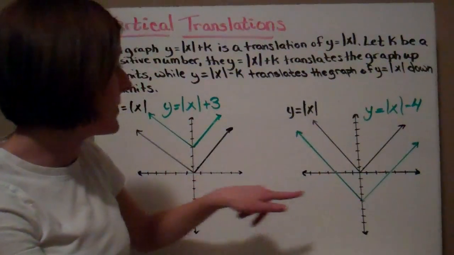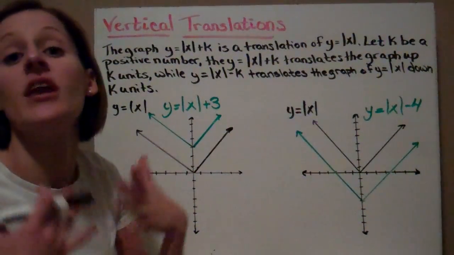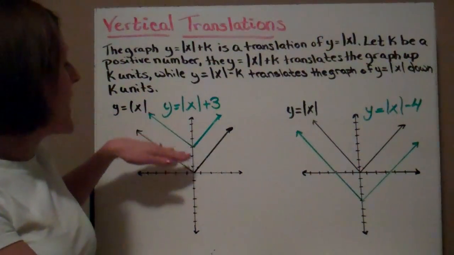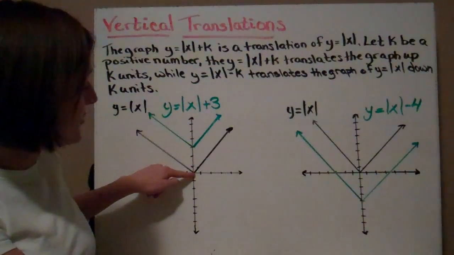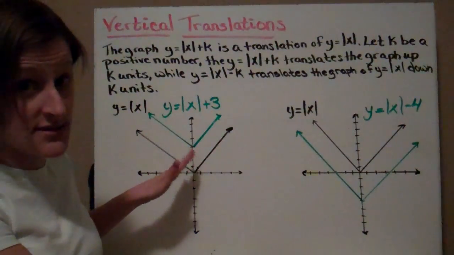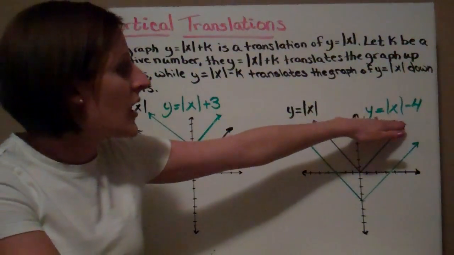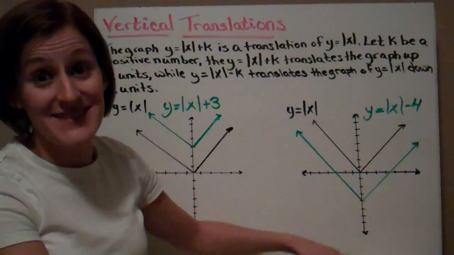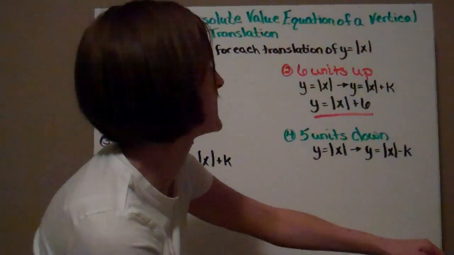Goes from here down. So basically, if you need to move it up 3 units, you take y equals the absolute value of x, and you add 3 to the end of it, and that will take the vertex from here up 3 units to there. Notice the lines still have the same slope, but it's just moved the graph up. Now in this one, y equals absolute value of x minus 4, it moves the graph down 4 units.